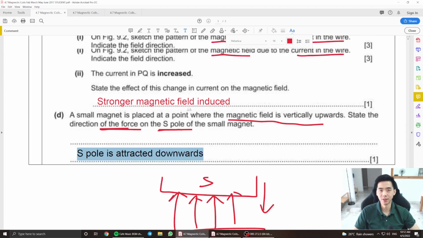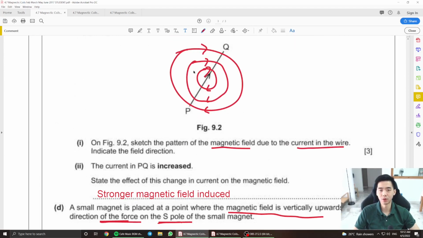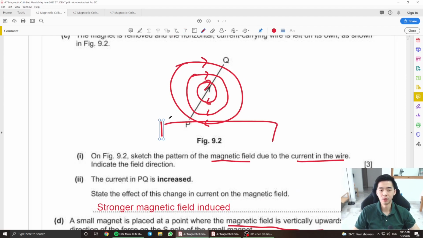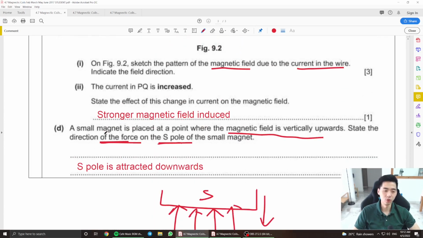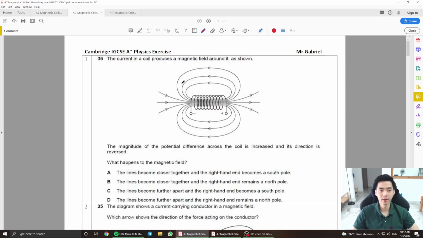A lot of times, even I have made this mistake as well. I thought that there will be a magnetic field here going upwards, and then there will be a south pole here. Then I even told them that the force will be going towards the right, because I thought that it was related to the question on top. But it is actually not. It is a question of its own. You can refer to the mark scheme to check this answer as well. Alright, so that's that.